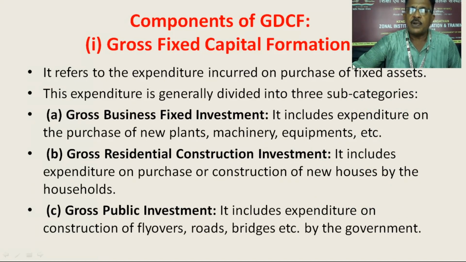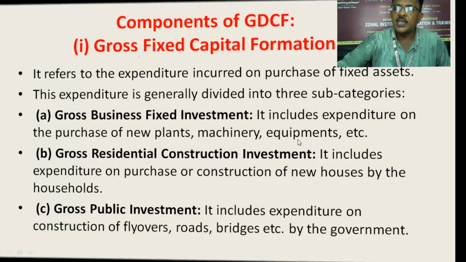Gross fixed capital formation is the first component. It refers to the expenditure incurred on purchase of fixed assets. This expenditure is generally divided into three subcategories. That is gross business fixed investment. It includes expenditure on the purchase of new plants, machinery, equipments, etc.